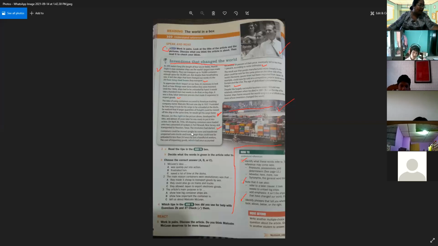En el siguiente párrafo, McLean, underwriting the picture above, developed his idea and almost 20 years later, he was ready to put it into action. On April 26, 1956, 58 shipping containers were loaded onto two converted old tankers in Port Newark, New Jersey, and transported to Houston, Texas. The revolution had started, ok?